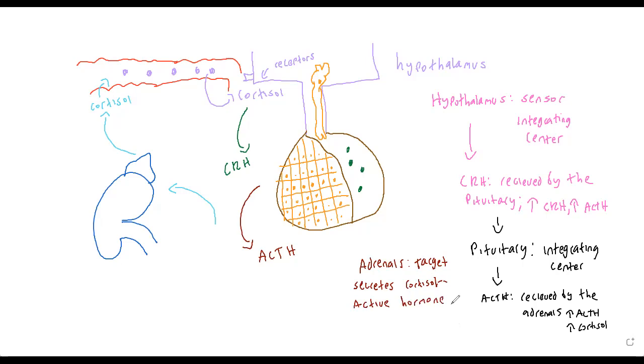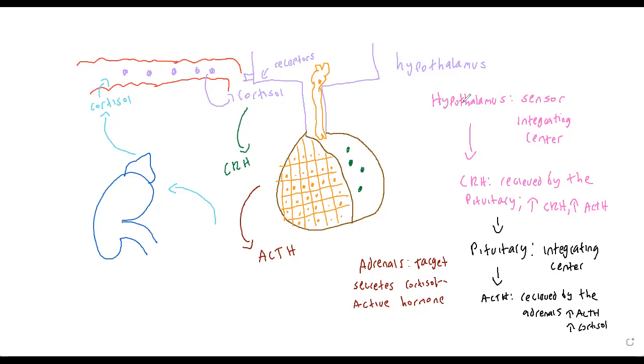So to kind of clear this up, only the pituitary has receptors for CRH. Nothing else does. Only the adrenals have receptors for ACTH. Nothing else does. But cortisol is the active hormone because it binds with many cells in the body. So without the adrenals, ACTH can circulate in the blood all it wants to, but it's not going to have any response.